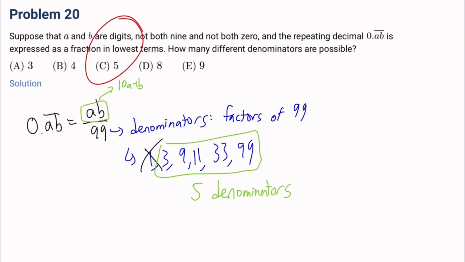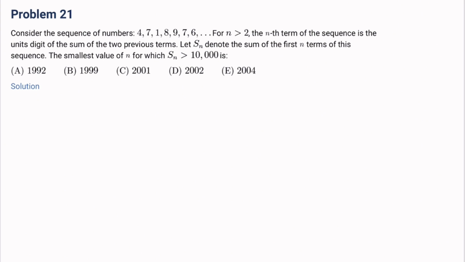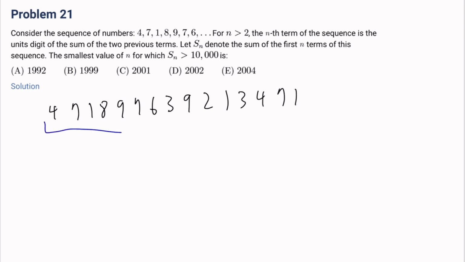It's C. Number 21, consider the sequence of numbers 4, 7, 1, 8, 9, 7, 6 all the way, and for n greater than 2, the nth term of the sequence is the units digit of the sum of the 2 previous terms. Let Sn denote the sum of the first n terms of this sequence. The smallest value of n for which Sn is greater than 10,000 is... Okay, so first of all, let's try to write out the sequence. Right here we can stop, because up to here, that much keeps on repeating, right?